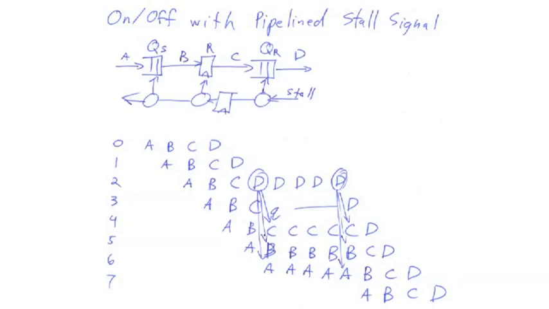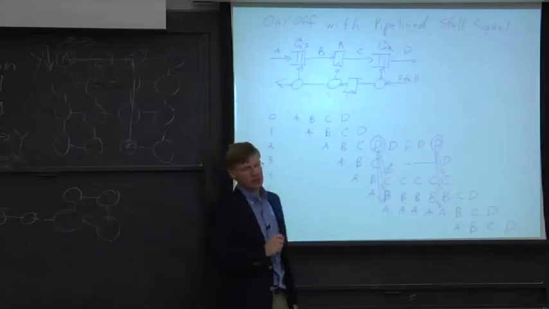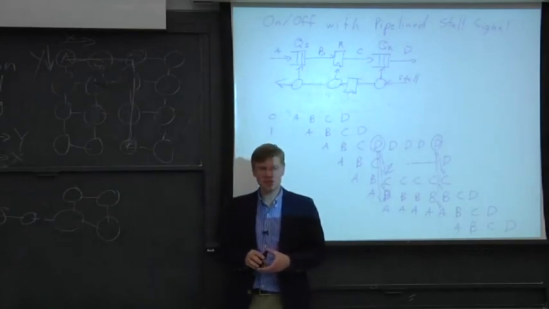You could either drop the data. That's probably not very advantageous, because you're just going to drop random data in your network. The networks like to actually deliver data. A better thing to do is to have extra buffering in Q sub R. And we'll call this skid buffering.